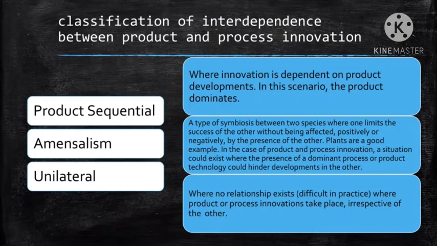The amensalism is the type of symbiosis between two species where the one limit of the success of the other without being affected. And the plants are a good example in this case of product and process innovation could exist where the presence of dominant process or product technology could hinder develops in the other. Ito yung like ang example nito, amensalism, search ko, and then lumabas is halaman.